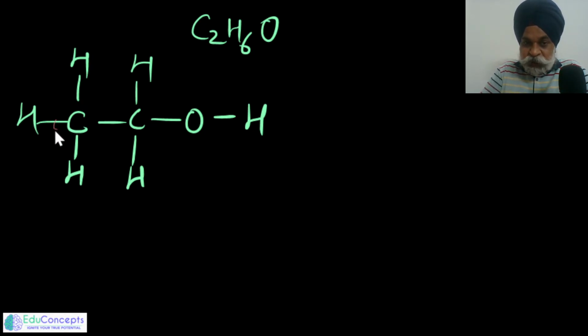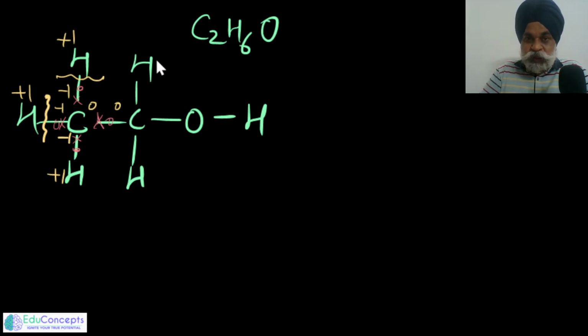Now, let's see what oxidation states we get here. Carbon is more electronegative than hydrogen. So for the first carbon atom, the bond gets broken from here: plus 1, minus 1. Similarly, broken from here, hydrogen is less electronegative, so this is minus 1. Similarly, minus 1, plus 1. And from the carbon-carbon bond, it comes out to be 0. So this is 0, this is 0. So the oxidation state I received for this carbon comes out to be minus 3.